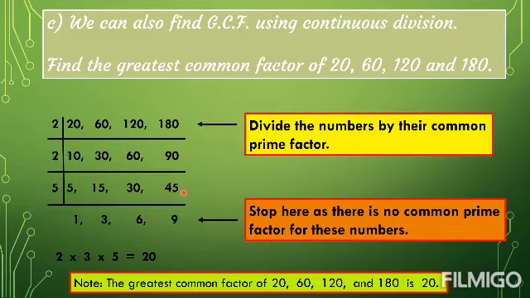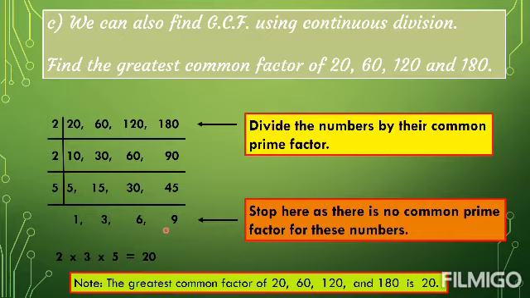Now, next, class, the same thing you'll do. Still divide the numbers by their common prime factor. Okay, we have here the 5. This is the smallest common prime factor of these four numbers. So 5 divided by 5 equals 1. 15 divided by 5 equals 3. 30 divided by 5 equals 6. And the last number is 45 divided by 5 equals 9. So stop here as there is no common prime factor for these numbers, class.